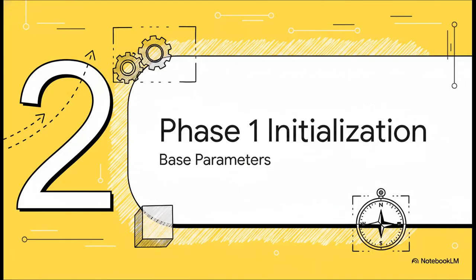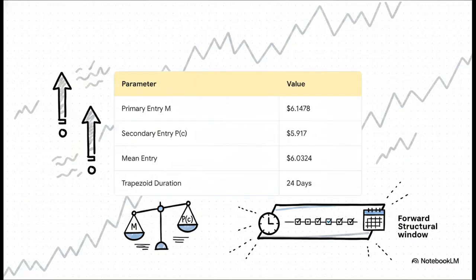Moving right along to section 2, phase 1 initialization, base parameters. Okay, so these are the foundational spatial and temporal boundaries. The primary entry point M is recorded at $6.1478. The secondary entry point, PC, is recorded at $5.917. This gives us a mean entry coordinate of $6.324. Also, the forward structural window, which we define as the trapezoid time duration, is exactly 24 days.